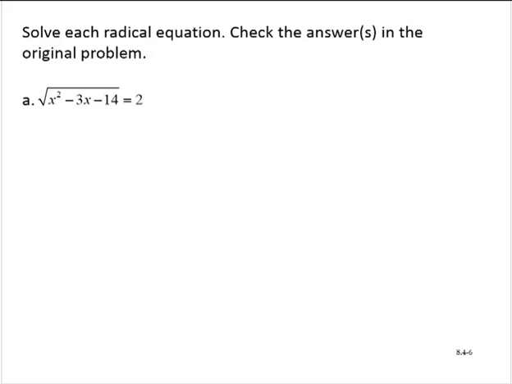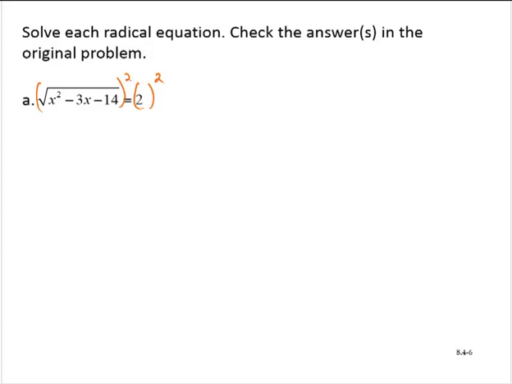Solve each radical equation. Check the answer or answers in the original problem. Alright, we have the equation, the square root of x squared minus 3x minus 14 is equal to 2. So we have this radical, and it is isolated, so I'll start by squaring both sides.